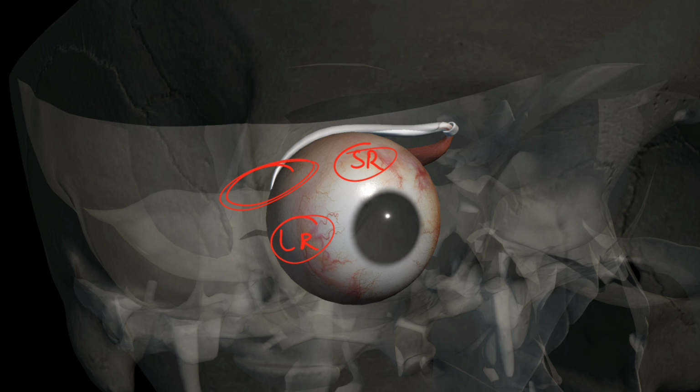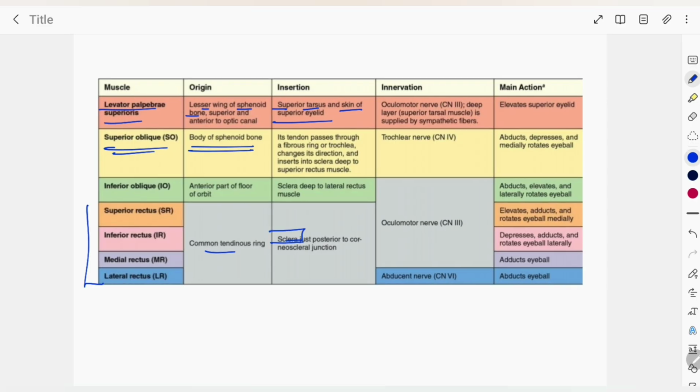I know it's a little bit difficult, but if we imagine a little bit, it will be easy for us. Here we can say that the tendon passes through the fibrous ring I showed you, changes its direction and gets inserted into the sclera deep to the superior rectus muscle.